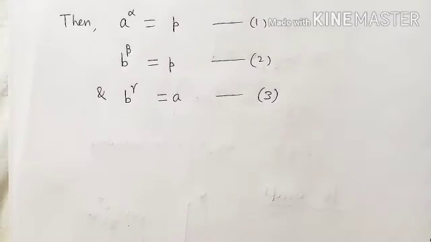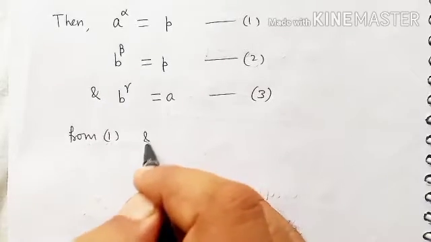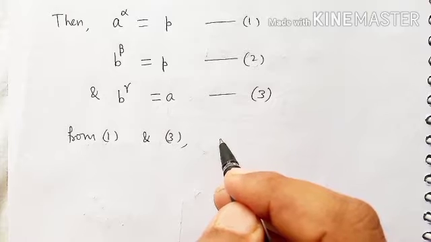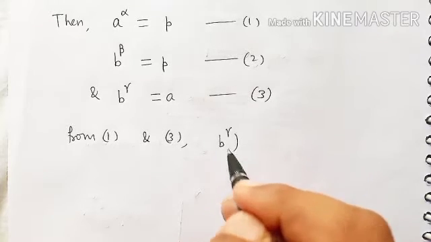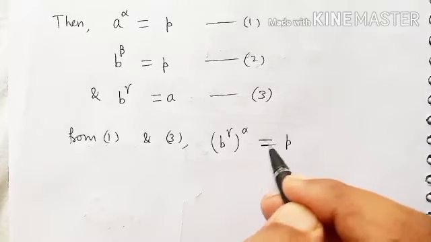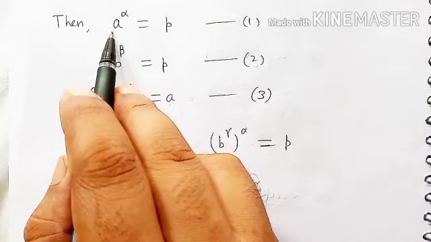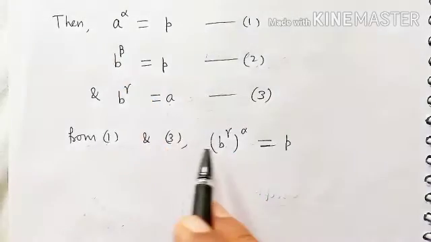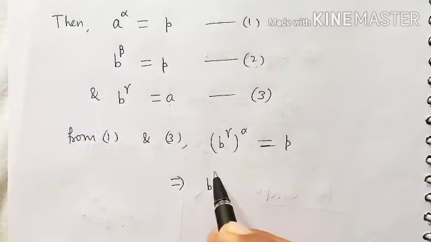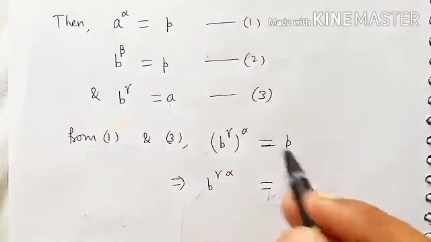Now from first and third, b to the power gamma to the power alpha is equal to p. See here, the value of a is b to the power gamma. I have put the value of a, b to the power gamma to the alpha. This is equal to p. This implies that b to the power gamma alpha is equal to, now from 2, p is b to the power beta.